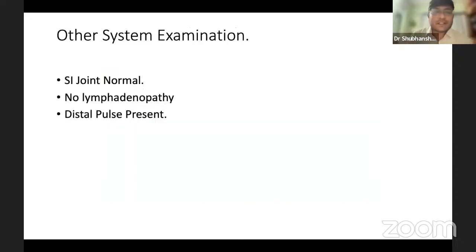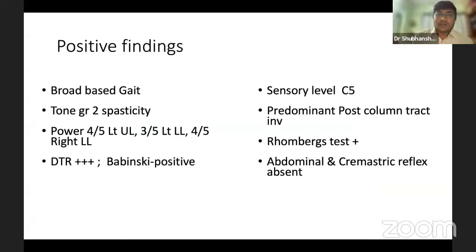On other systemic examination, SI joint was normal. There is no lymphadenopathy and distal pulse was present. So the positive findings from the examination were broad-based gait, sensory level at C5. There was grade 2 tone, which was spastic, with predominant posterior column involvement. Power is 4/5 at left upper limb, 3/5 at left lower limb, 4/5 at right upper limb. Romberg test was positive. Abdominal and cremasteric reflex was absent, while deep tendon reflex was brisk and Babinski was positive. Okay. So what grading system do you use for spasticity?